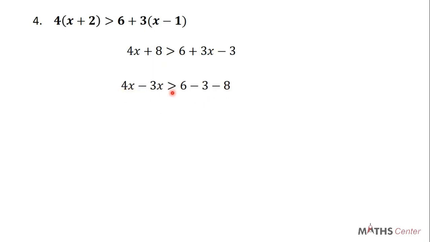4x minus 3x. From the video on addition and subtraction of algebraic expressions, 4x minus 3x is x. Now 6 minus 3 minus 8 will give us minus 5, because 6 minus 3 is 3, minus 8 will give us minus 5. So x is greater than minus 5. The truth set is x is such that x is greater than minus 5.